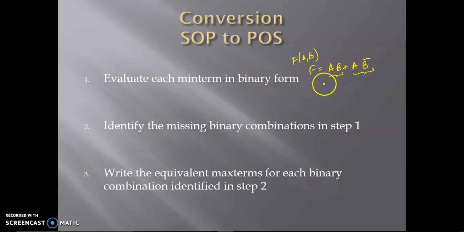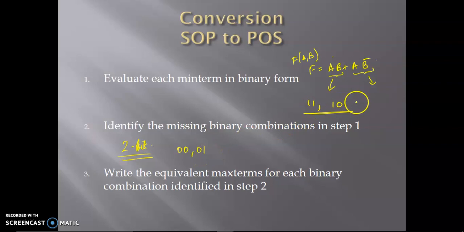We can find the binary of each minterm. What is the binary of AB? 1, 1. Binary of AB bar? 1, 0. Okay. So these are the binaries that correspond to the minterms given. Now, from this, you have to identify the missing binary combinations in step 1. For a 2 variable or 2 bit combination, since already 1, 1 and 1, 0 are taken, what are the remaining ones? 0, 0 and 0, 1. Okay, out of the 4 combinations, 2 have been used up here. The missing ones are 0, 0 and 0, 1.